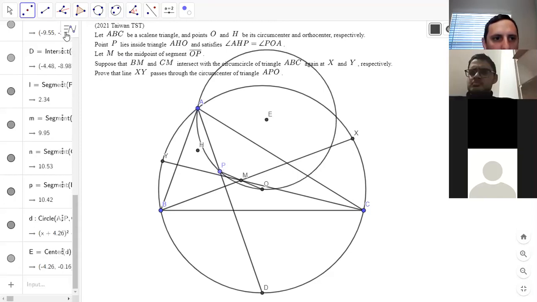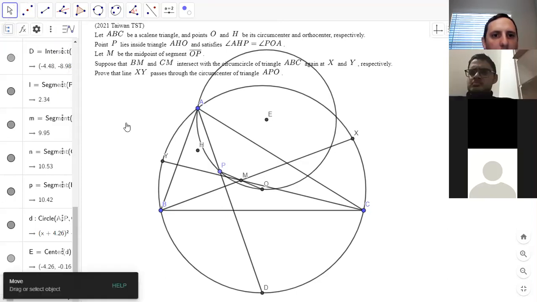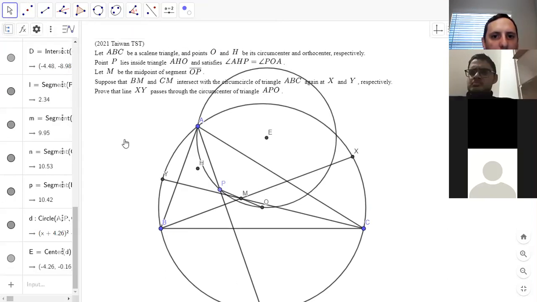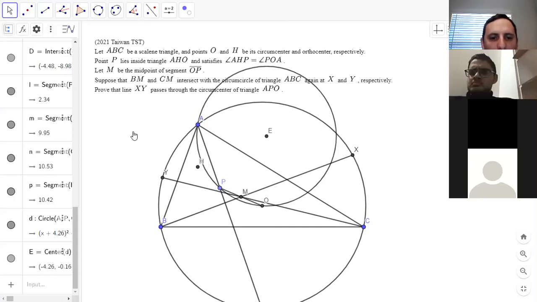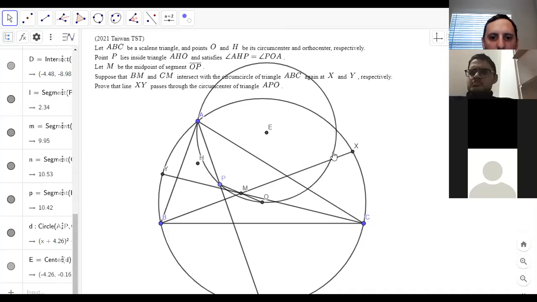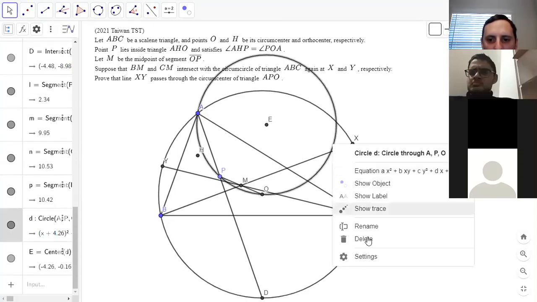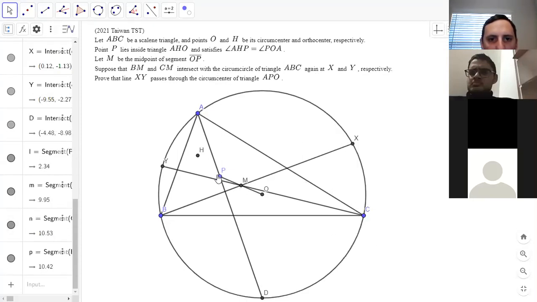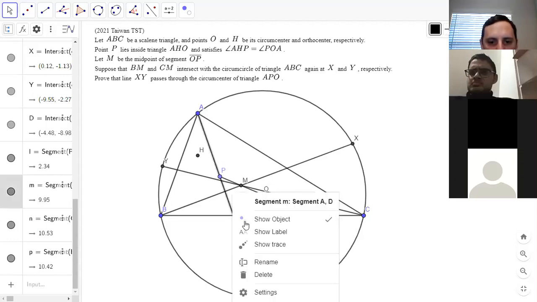And I think the figure's not right. Oh, the figure's not right? Yeah, P satisfies AHP is equal to POA. Oh, AHP. I'm sorry, you're right. Okay. I'm going to have to redraw most of this. So AHP equals POA. Let me think how to do that.